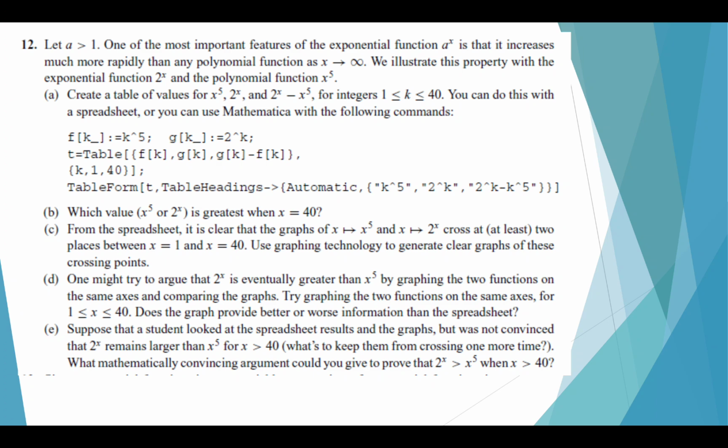And then suppose the student looked at the spreadsheet results and the graphs and was not convinced that 2 to the power of x remains larger than x to the 5th for x greater than 40. What's to keep them from crossing one more time, the student asks. What mathematically convincing argument could you give to prove that 2 to the power of x is greater than x to the power of 5 when x is greater than 40? And I want you to consider that.